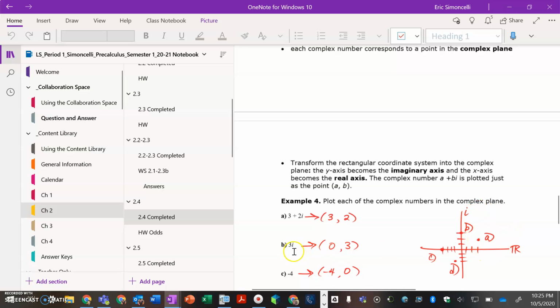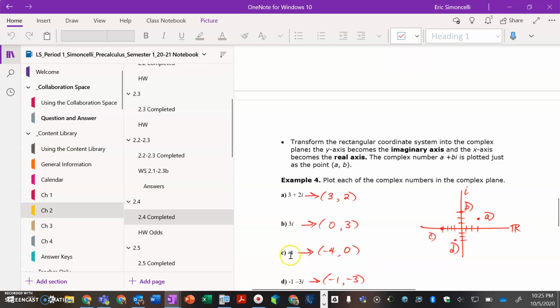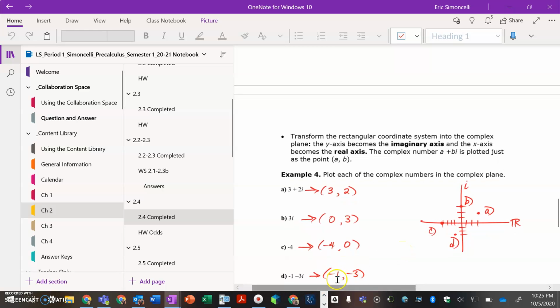3i is 0 comma 3, noting there is no real part, or 0 plus 3i if you think of it that way. So 0 comma 3, there's point B. Point C would be negative 4 comma 0, because this would be like saying negative 4 plus 0i. So there it is, point C, negative 4, 0. Last but not least, negative 1 minus 3i. This is negative 1 comma negative 3. So left 1, down 3. There you have it.